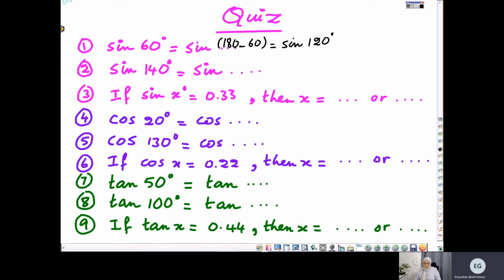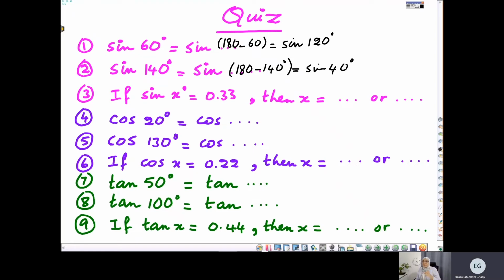What about 140? We'll say it. Sine 140, but 140 is not an acute angle, but you can expect. Sine 140, which is obtuse, it has another acute angle which has the same sign. You just calculate it. It is 180 minus this 140, which is sine 40 degrees.